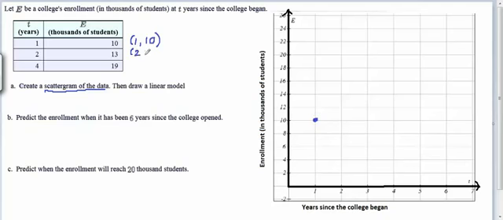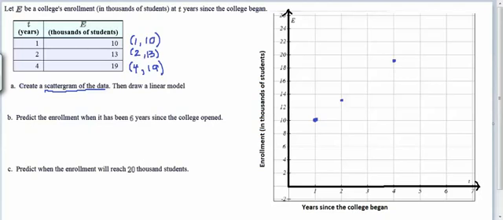Next I have 2, 13. So my T value will be 2, and my E value will be 13, right in between 12 and 14. And finally, the last value for this table is 4, 19. So I go over to 4 on the horizontal axis and up to 19 on the vertical axis, and I've got my 3 data points there.